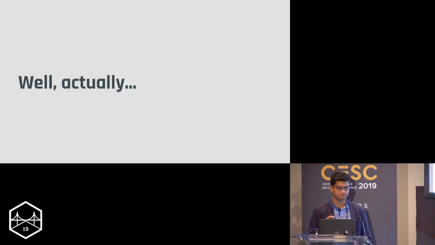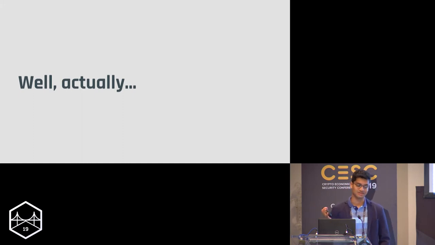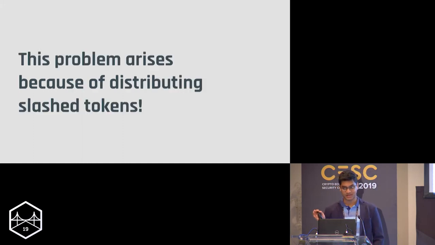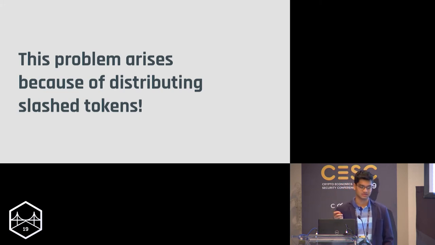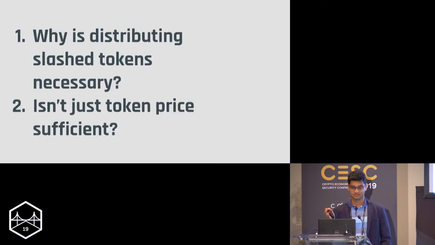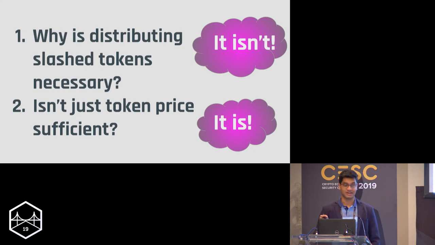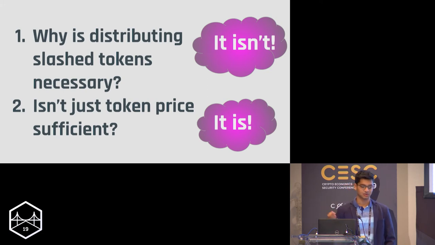So this is the "well actually" moment of the presentation. These problems are arising because we are distributing slash tokens from rejected candidates. And the question that we should be asking is, why is distributing these slashing tokens necessary? And isn't the token price going to have the same effects as the answer to the first question, right? And well, I have some answers. One, you don't need to distribute slash tokens. It is not necessary. And two, token price is sufficient to do whatever mechanism the answer to the first question does.